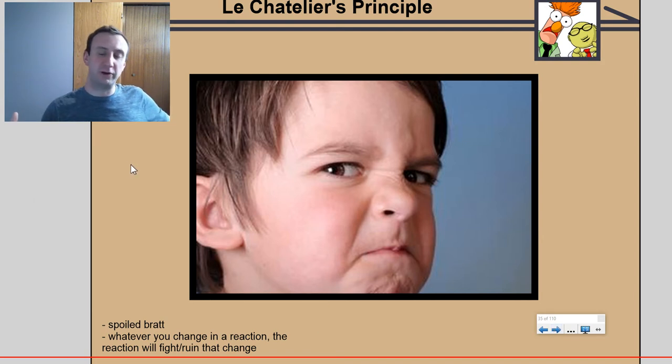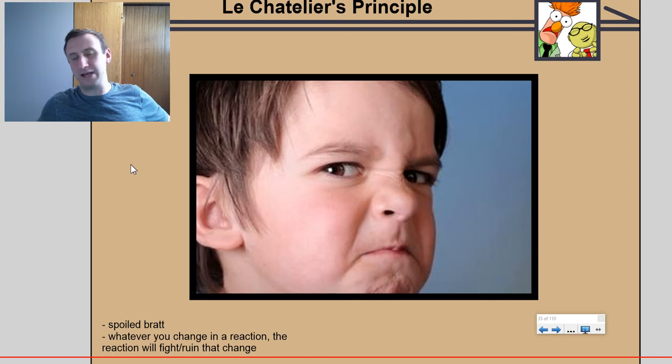Now, our work is going to be, first of all, figuring out for a stress what the shift will be. And then also, if we want a certain shift, so we want more of, let's say, a product, what stresses can we give the system in order to make that shift happen?